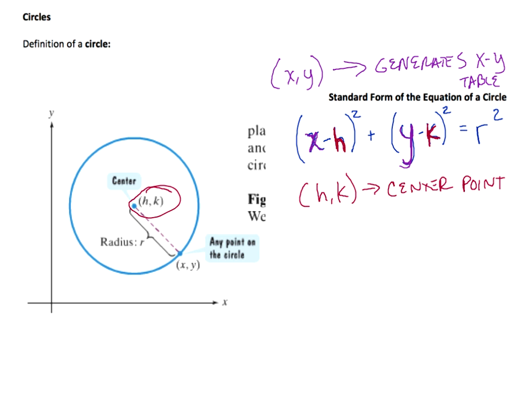So the coordinates of the center point, h and k. r is exactly what you suspect that r is. r is your radius. Okay?